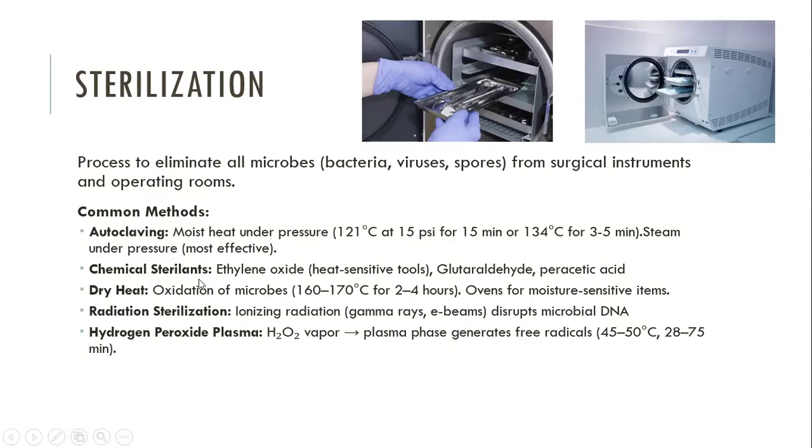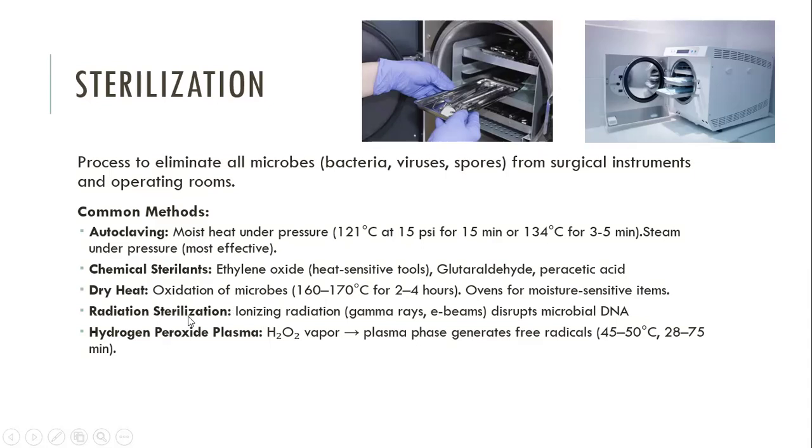Chemical sterilants are again used for sterilization, like ethylene oxide. It is used for heat-sensitive tools, and glutaraldehyde can be used. Peracetic acid is also used. Then dry heat, for oxidation of microbes, in which microbes are oxidized at a temperature of 160 to 170 degrees for 2 to 4 hours. These are put in ovens for moisture-sensitive items.